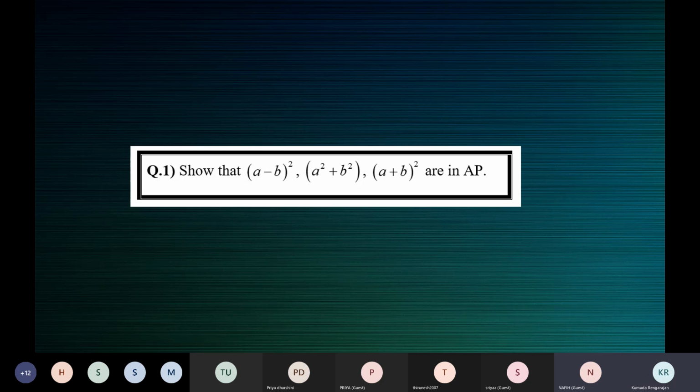So find the second term minus the first term, then the third term minus the second term. Find what the second term minus the first term is. Find what the third term minus the second term is. If you get the same answer for both, that means there is a common difference. The difference is common, and then the three terms are in AP. Work?